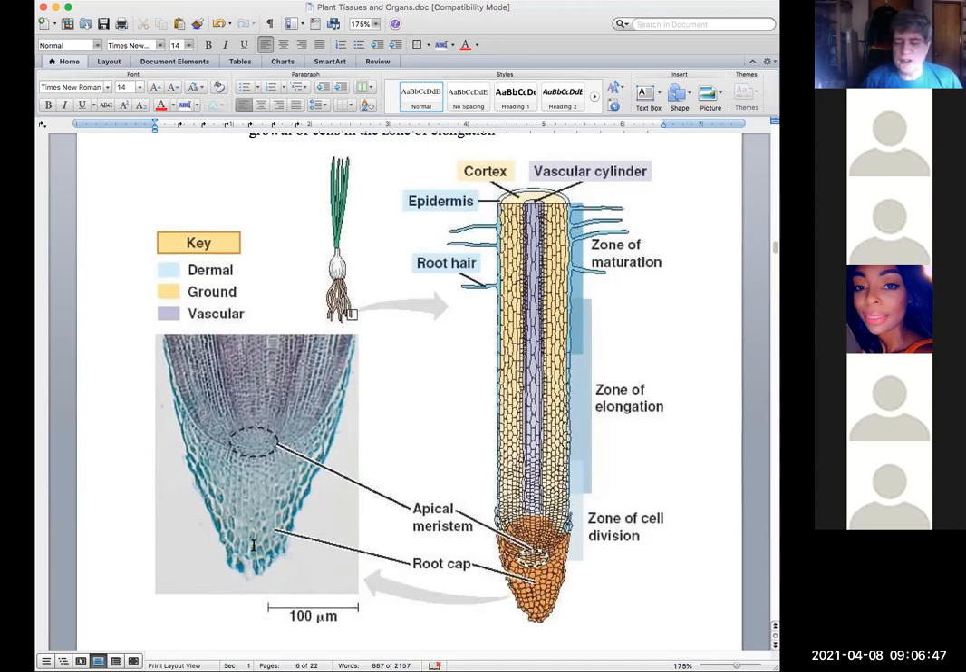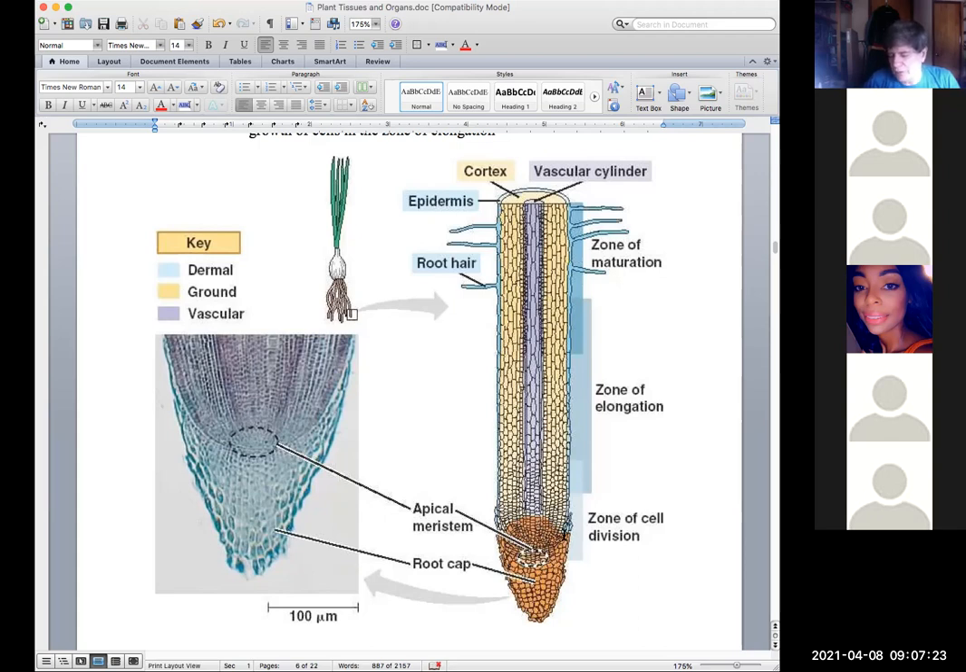And because of this friction, the cells in the root cap get torn apart. And so the cells in the apical meristem constantly have to be pushing some new cells into the root cap, because as the root grows through the soil, this root cap protects all the cells behind it. Now, this also pushes some cells back into this zone of cell division. And the name gives you a pretty good idea of what's happening here.